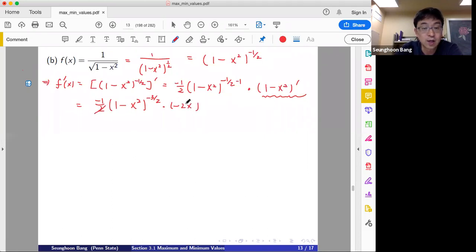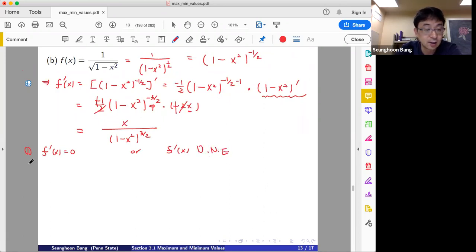So 2 is crossed out. Change it to positive here, like this. So what's the numerator? Only x. So change to the positive exponent: 1 minus x squared to the 3 over 2. So you solve, what's that? Either f prime of x equal to 0, or f prime of x does not exist.